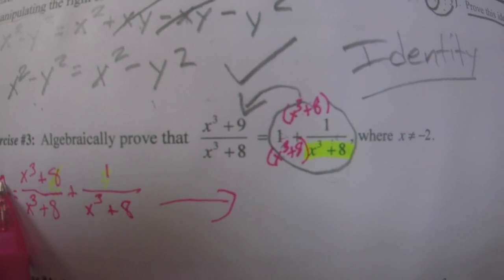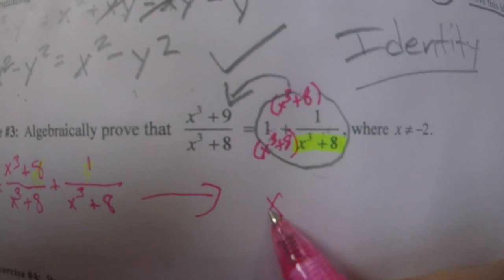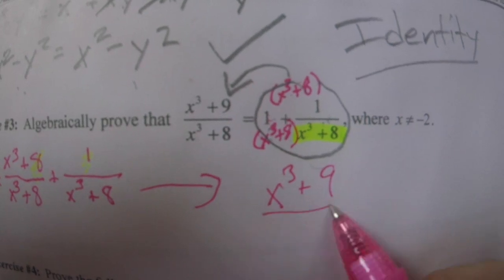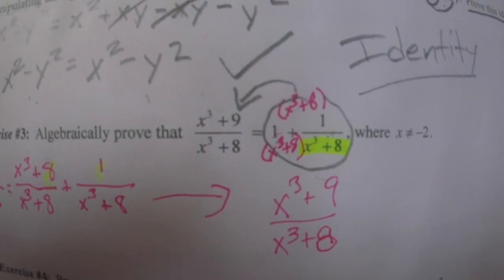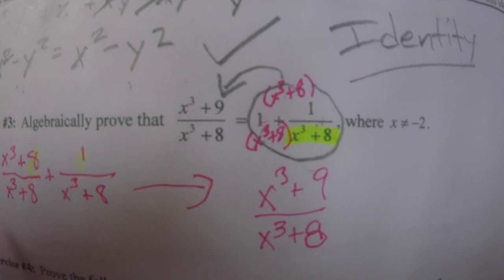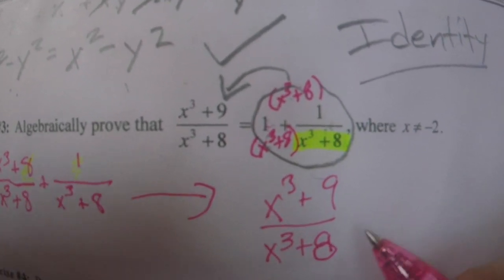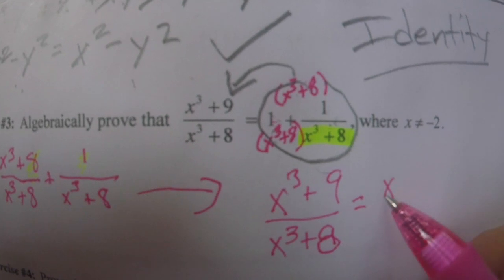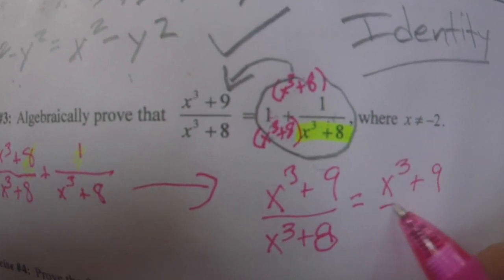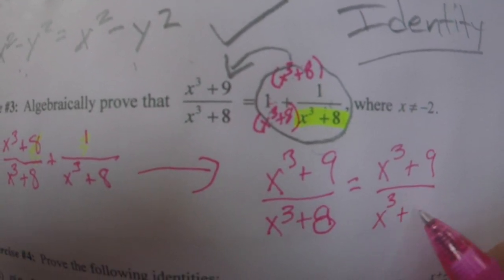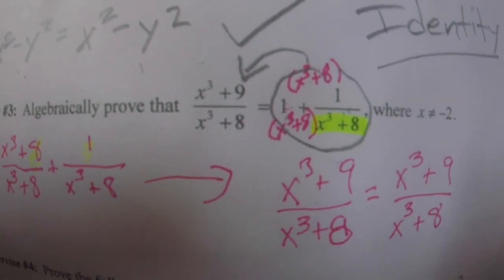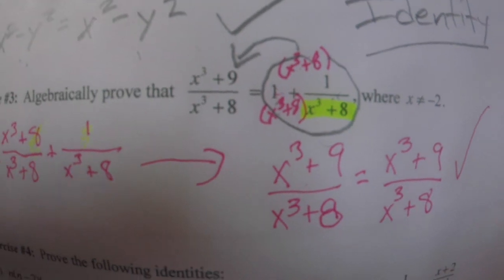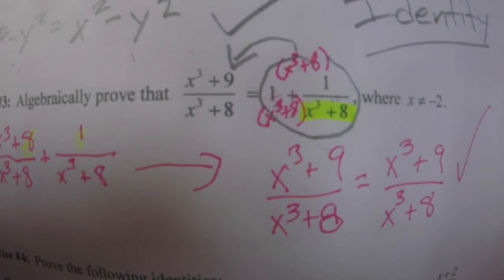So what's my final answer going to look like? Well, I have x^3 + 9 over x^3 + 8. On the left, I just brought that over from over here, equals x^3 + 9 over x^3 + 8. This side is exactly equal to this side. Boom. We just proved it.